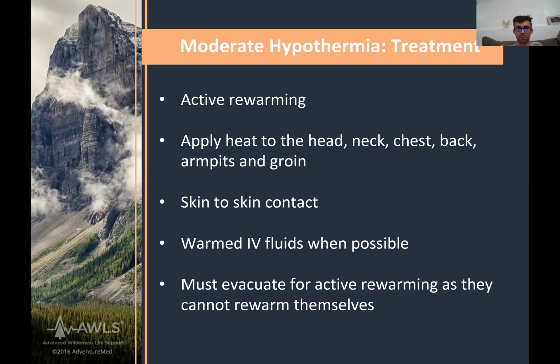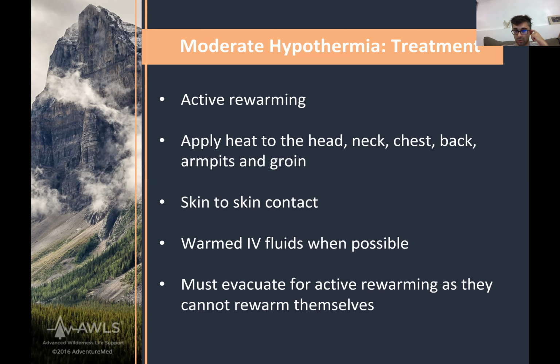With moderate hypothermia, you can begin active rewarming. You can do skin-to-skin contact, which is basically if there's enough personnel and it doesn't delay time to extrication, you can have one rescue member in skin-to-skin contact with the victim. You can give warmed IV fluids if they're available. You can apply heat to the areas that are primarily losing heat, such as the head, the neck, chest, back, armpits, and groin.